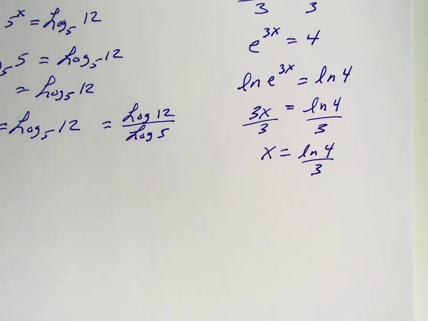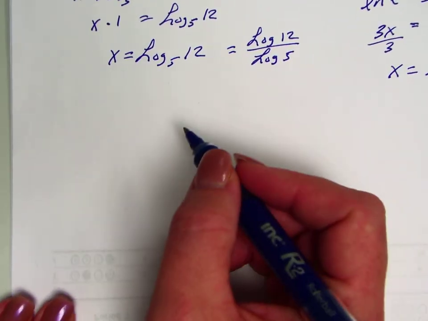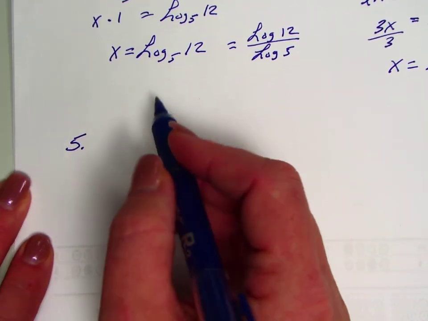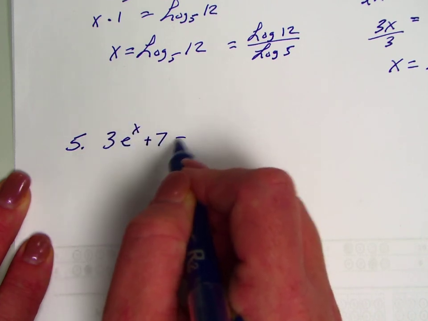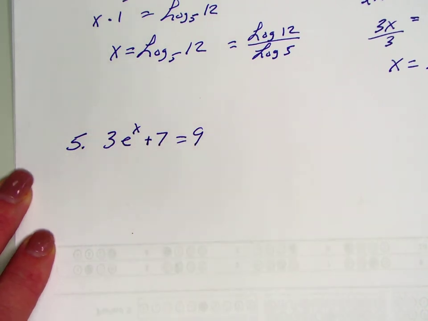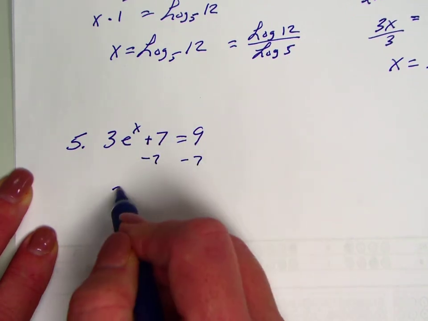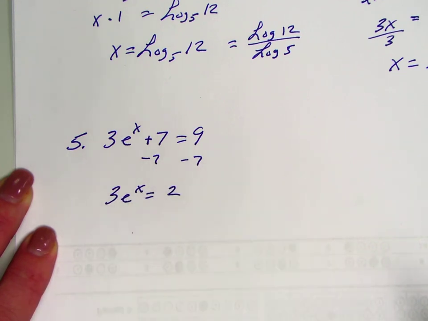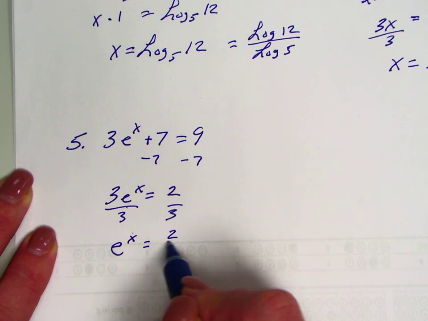All right, so number 5. So number 5 says that you have 3e to the x plus 7 equals 9. So this is kind of the same thing. We need to get that e to the x by itself. So we're going to subtract the 7 first. Right? So if you subtract 7 from both sides, you get 3e to the x equals 2. Divide both sides by 3. And you get e to the x equals 2/3.